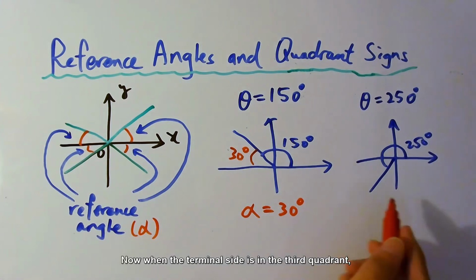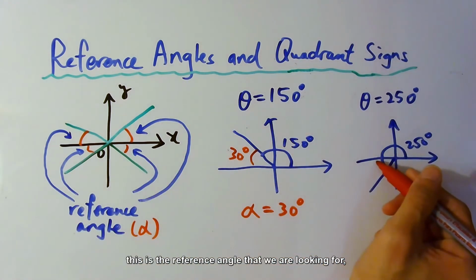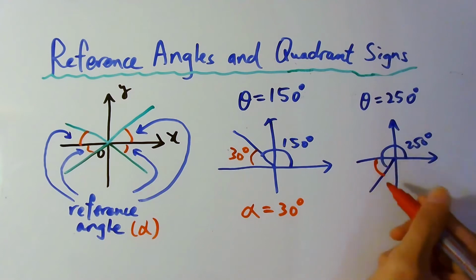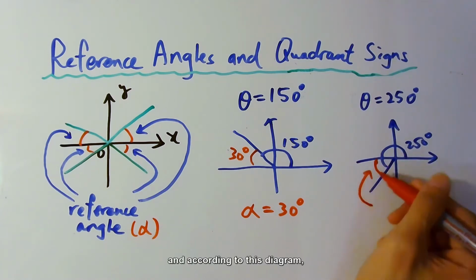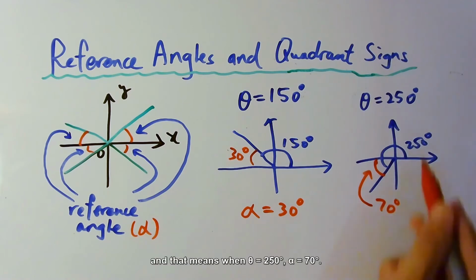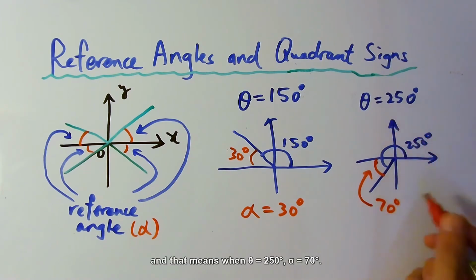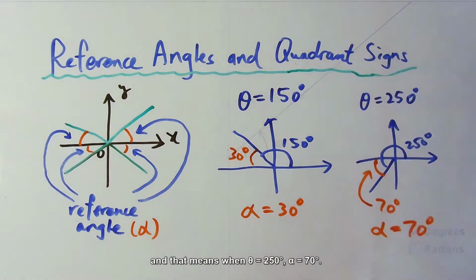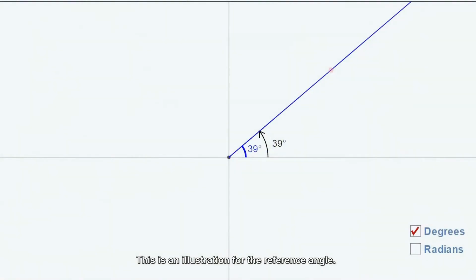Now when the terminal side is in the third quadrant, this is the reference angle that we're looking for. According to this diagram, this angle should be 70 degrees. That means when theta is equal to 250 degrees, alpha, the reference angle, is 70 degrees. This is an illustration for the reference angle. Here, this blue angle is the reference angle.